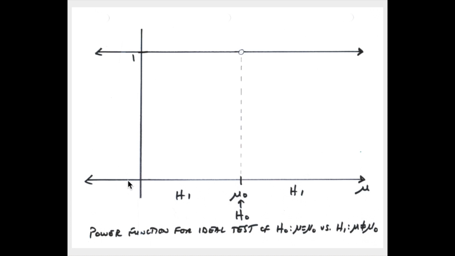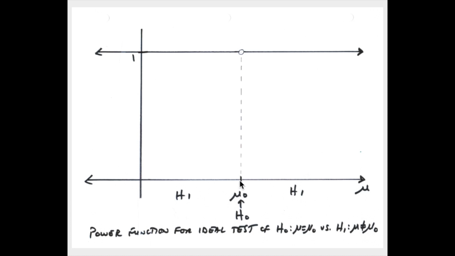On the horizontal axis, this is where mu lives. On the vertical axis, we've got the value of the power function. Now again, if it's an ideal test, then if the null hypothesis is true, the probability of rejecting will be 0. On the other hand, for any value of mu where the alternative is true, in other words, for any value of mu not equal to mu naught, the probability of rejecting the null hypothesis would be 1. And that is what we've got here.